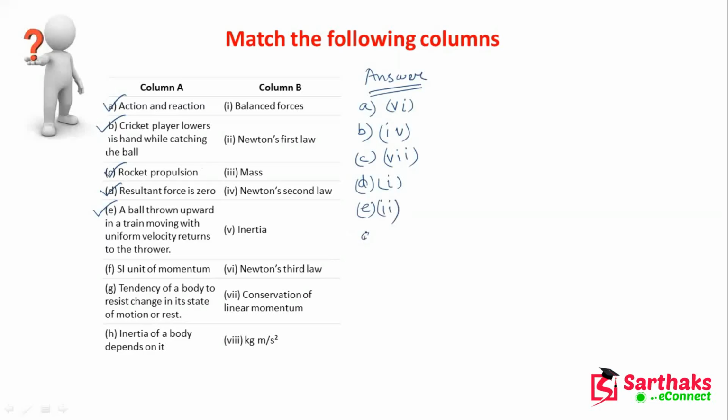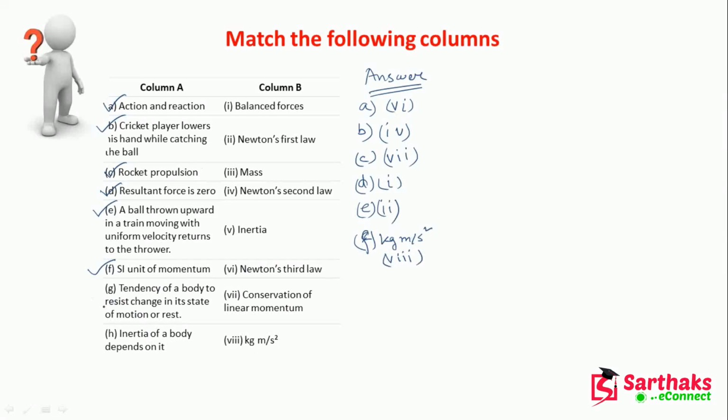Then F. SI unit of momentum. Very easy. SI unit of momentum, that is kg meter per second. Sorry, I have to write down the perfect answer. So that is 8. Okay.